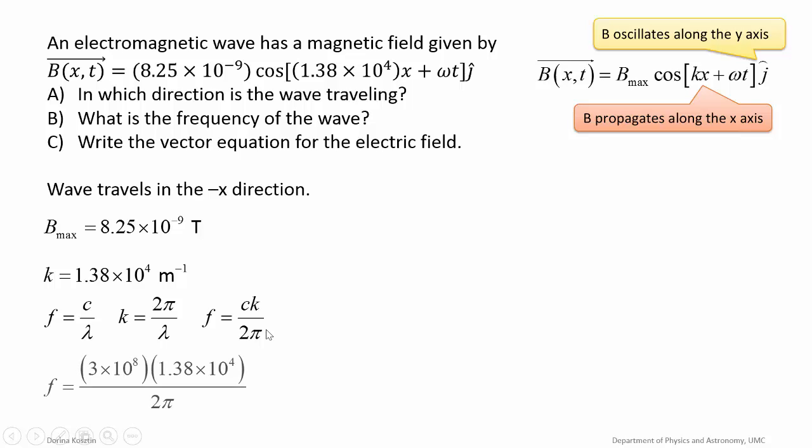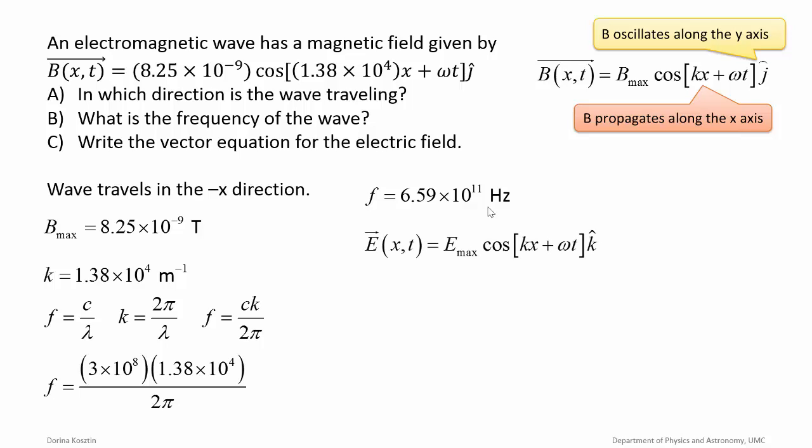We know everything, all we have to do is replace the speed of light with 3 times 10 to the 8 and the wave number with 1.38 times 10 to the 4th, divided by 2 pi. And we get that the frequency is 6.59 times 10 to the 11 Hertz. Now, for the last part of the problem, we need to write the vector equation for the electric field.